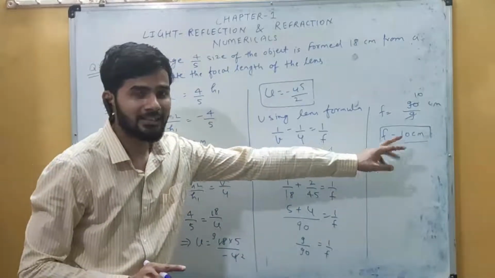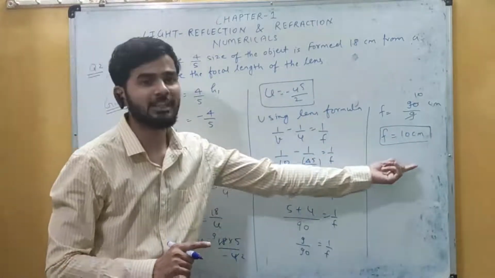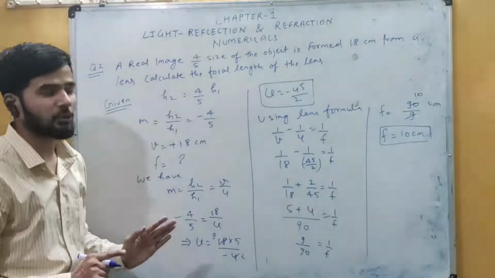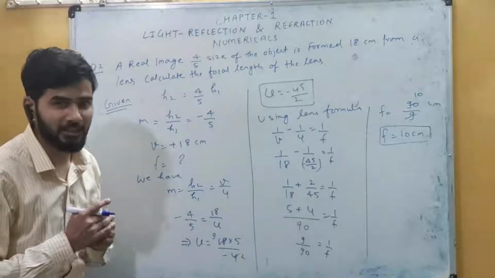तो पॉजिटिव क्या मतलब है कि ये लेंस कौन सा है? That is a convex lens. So you can also cross check your answer which you are getting from the sign. So in this way we can calculate the focal length if the ratio of the height and the image distance is given.